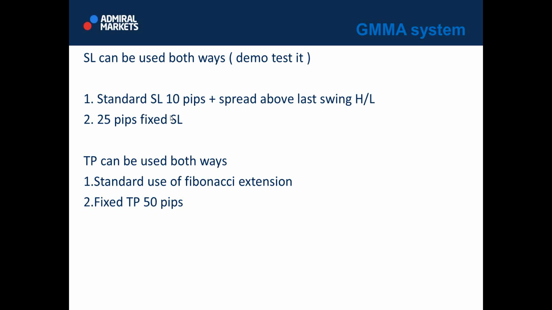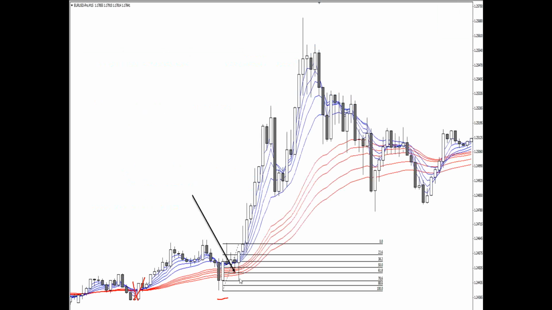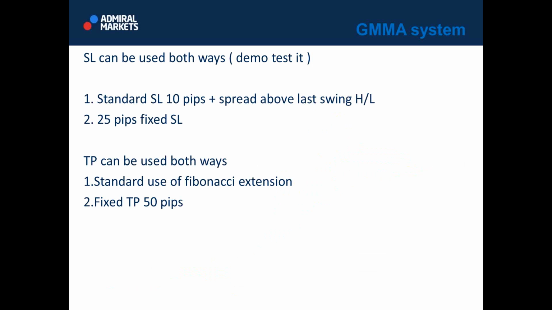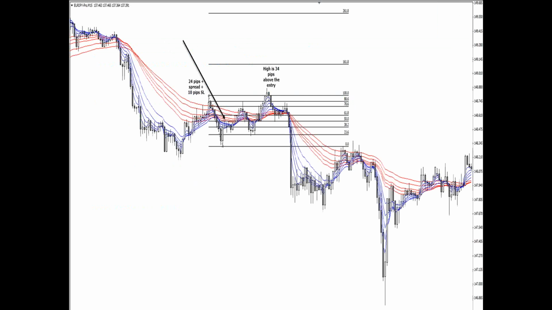Target price can also be used in two ways. Standard use of Fibonacci extension, so you know how to draw Fibonacci extension. We don't need to mention that again. Or a fixed target price, which is 50 pips. Okay, this is one of the examples. Then we can also move on to more examples.